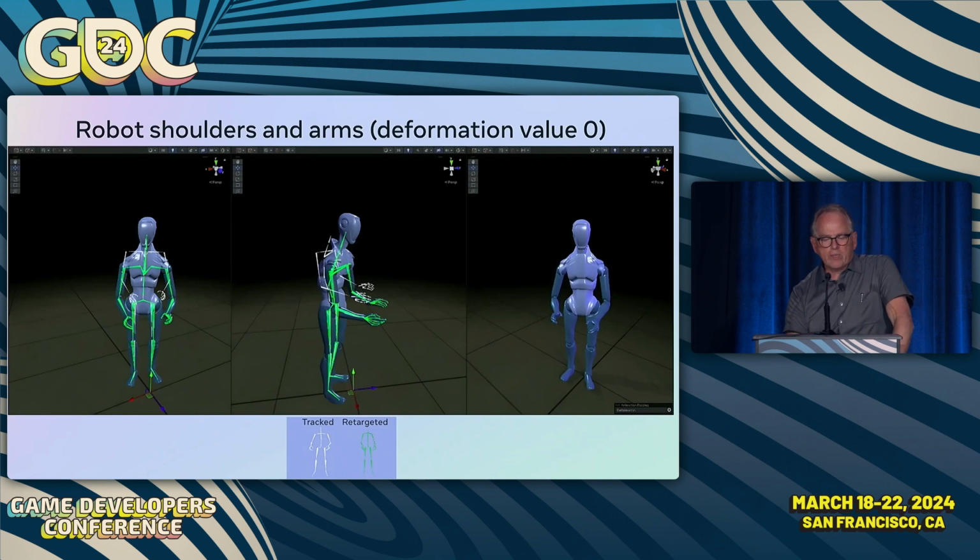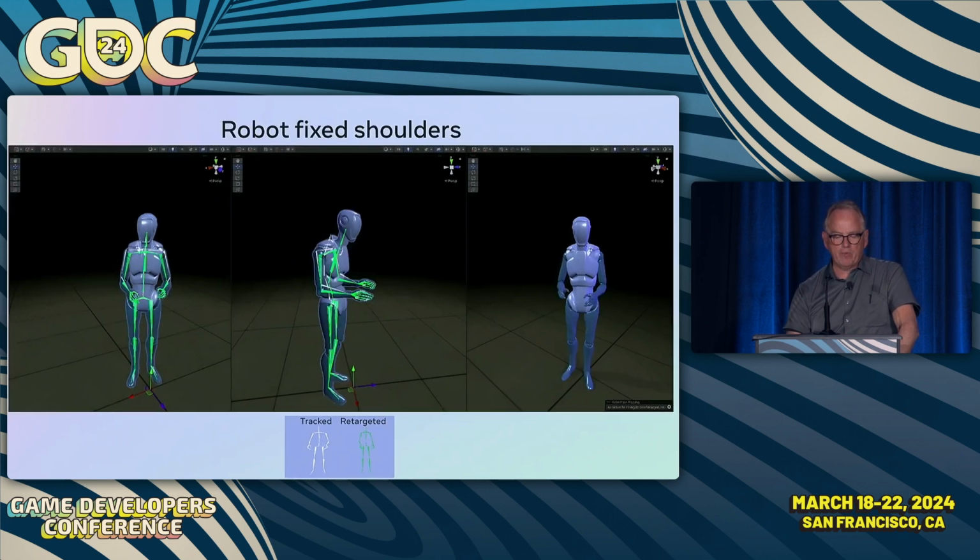So we start out with our robot arms and shoulders, and this is a deformation value of 0. Here you can see there's a big difference between where the tracked rig is and where the retargeted rig is. There are two particular areas where you can see a lot of it: the top of the shoulder, and also in the rotation itself.